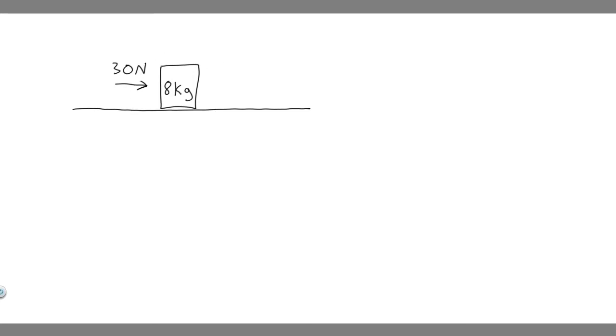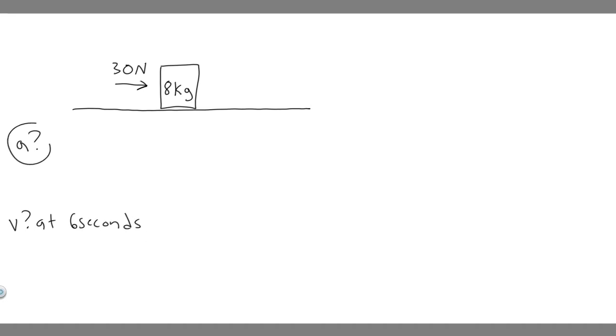So this right here is our block. We know it's 8 kilograms. It's being pushed with a force of 30 newtons in the positive direction, so this direction is positive. We're trying to solve for two different things. First, the block's acceleration, and then how fast it's going after 6 seconds, so we're trying to find the velocity at 6 seconds, essentially.